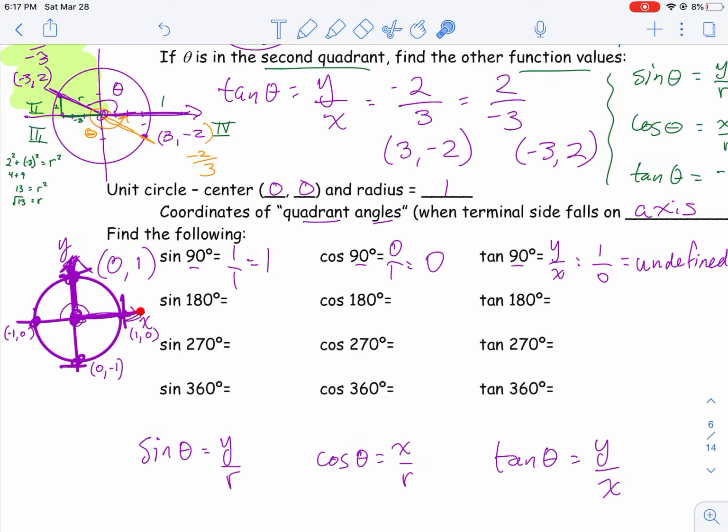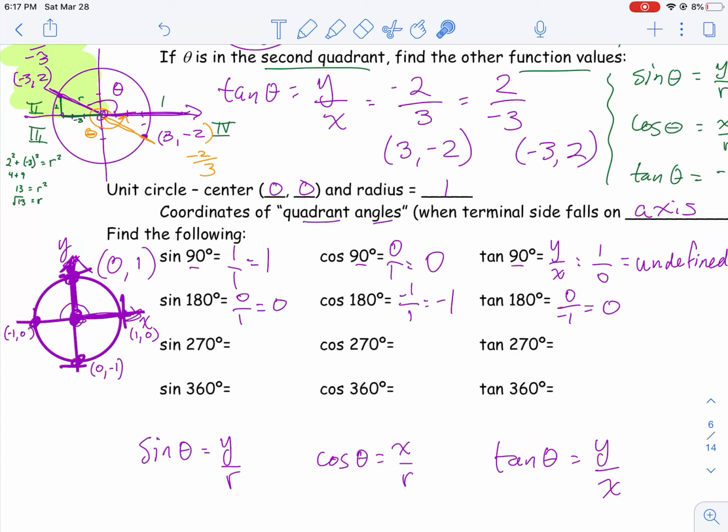Let's take a look at sine of 180. We're over here now. My y value is 0. My radius is still 1. Cosine of 180 though, my x value is negative 1. My radius is 1. So I get negative 1. I'd encourage you to pause the video and fill out the rest of this table. Tangent of 180 is y over x, 0 over negative 1, 0.